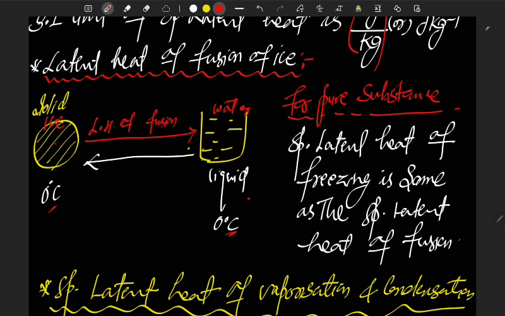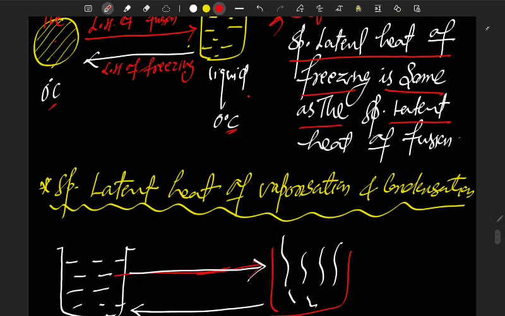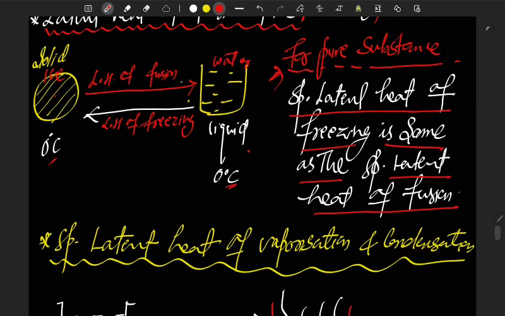And in reverse, suppose water is converting into ice at constant temperature. Again there is a phase change, and at that time the heat energy released is called the latent heat of freezing. So: latent heat of fusion, latent heat of freezing. For a pure substance, the latent heat of freezing is the same as the latent heat of fusion. Means the energy absorbed going forward is the same as the energy released coming back in reverse. Suppose going forward it absorbed 420 joules of energy, then in reverse it will again release 420 joules of energy. This is for a pure substance, not for every substance.